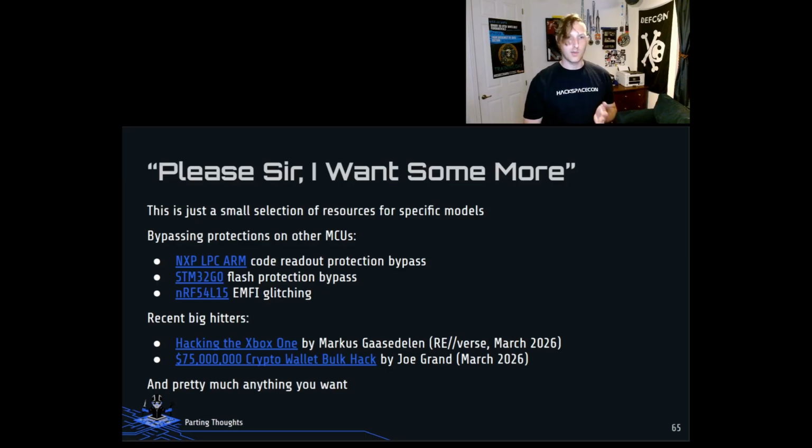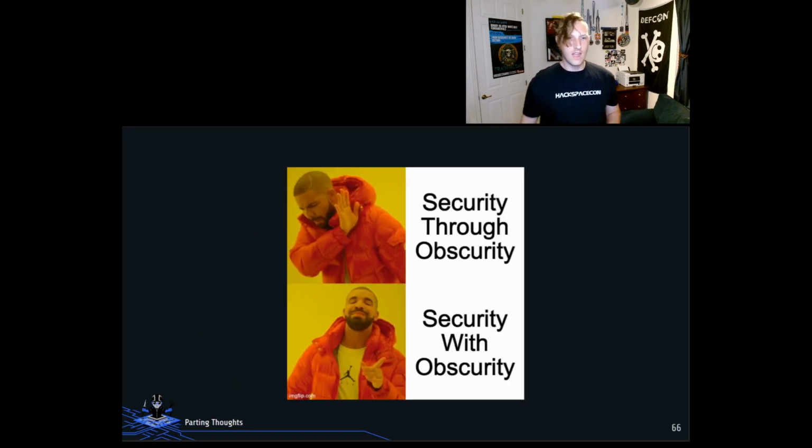If you look at hacking the Xbox One, it took 10 years or so to bypass and hack the original Xbox One, and tremendous credit to Markus Gasadellin. That was presented at Reverse. You can find that on YouTube from March this year, as well as Joe Grand, an excellent, recognizable name in the hardware security and hacking spaces. He has been helping people recover the contents of locked crypto wallets, doing glitching, EMF fault injection, and various things with Trezor wallets. And pretty much anything you can want, you can find resources on there.